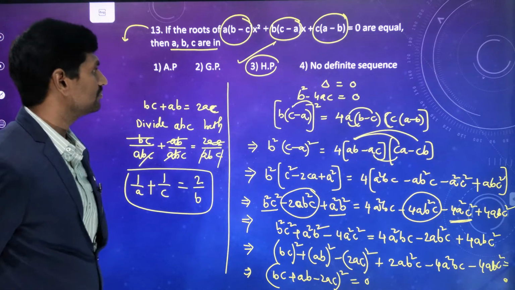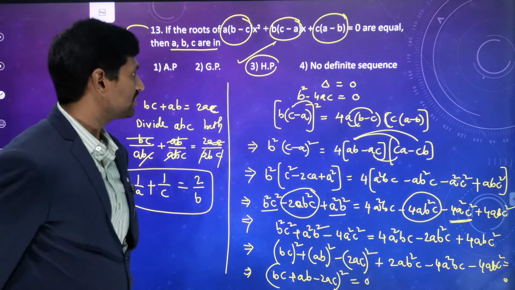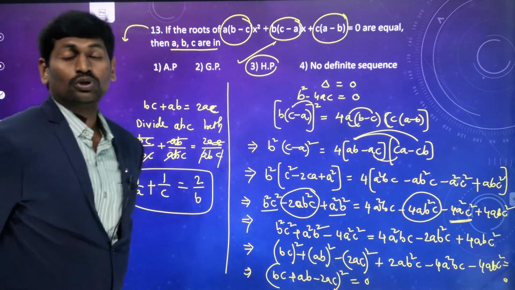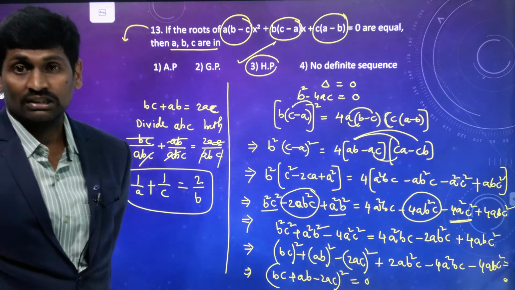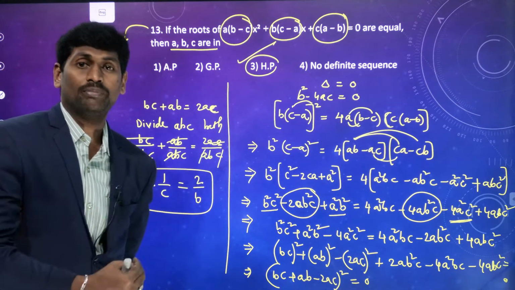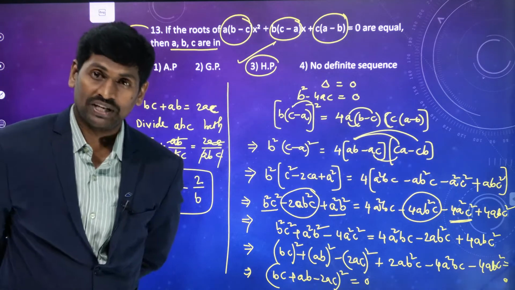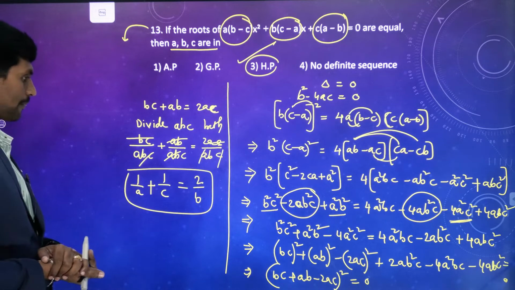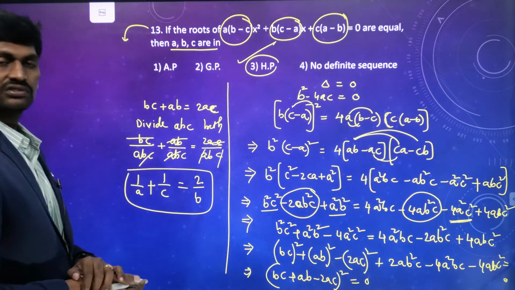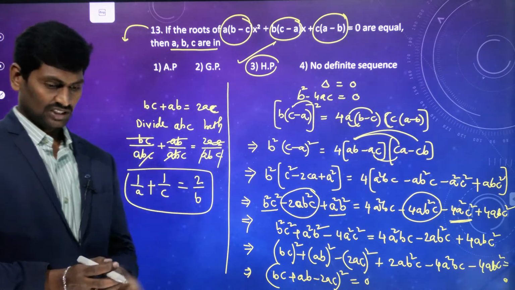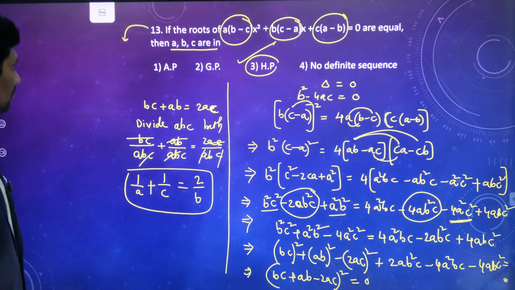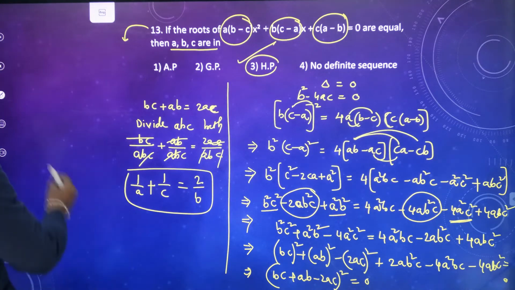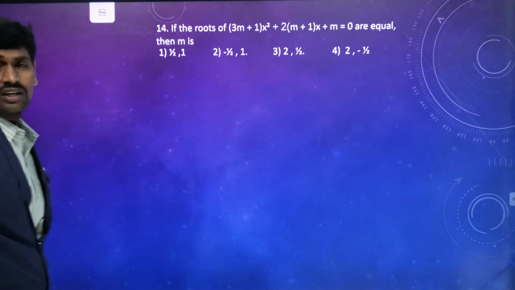Okay, now? So please note it, children. I told you already A, B, C are in arithmetic progression. 1 by A, 1 by B, 1 by C are in harmonical progression because they are inverse to each other. Okay, now? Yeah, please note it. Shall I go to the next?